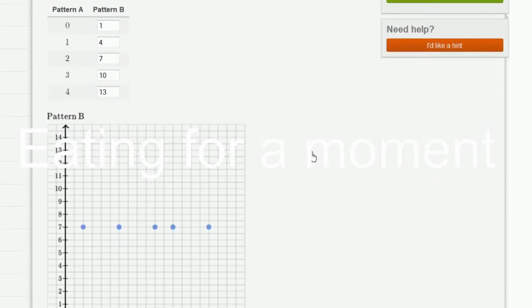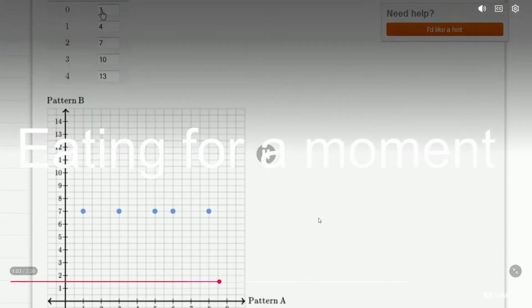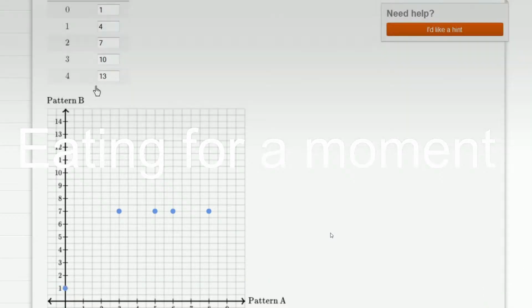And then they ask us to graph them. So let's try to graph these points. When pattern A is 0, pattern B is 1. This is pattern A equaling 0, that's our horizontal axis, the value of pattern A. Pattern B is the value of our vertical axis. Pattern B is 1. When pattern A is 1, pattern B is 4. So it's 1, 4.